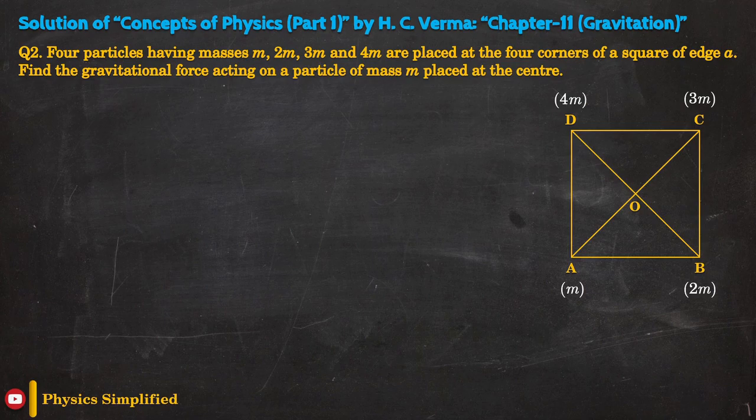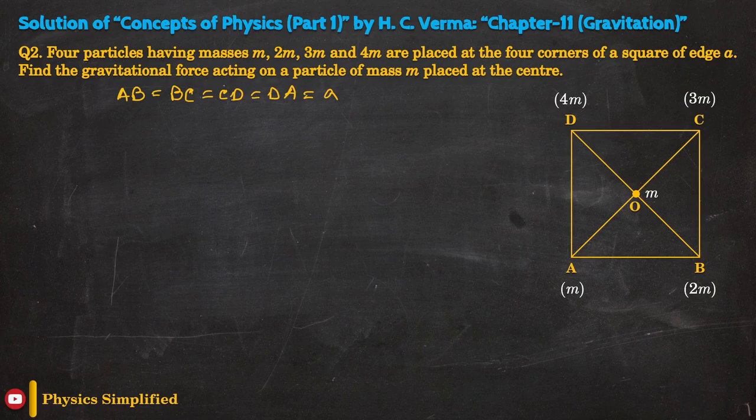and D respectively. Now the fifth particle of mass m is placed at the center O. We have to find the total gravitational force on this mass m placed at O. So let us solve this problem. According to the problem, the length of each side of the square is equal to small a, so we can write AB is equal to BC is equal to CD is equal to DA, and all of them are equal to small a. Let us now find what will be the length of the two diagonals.